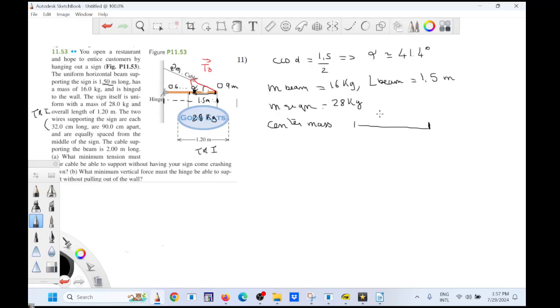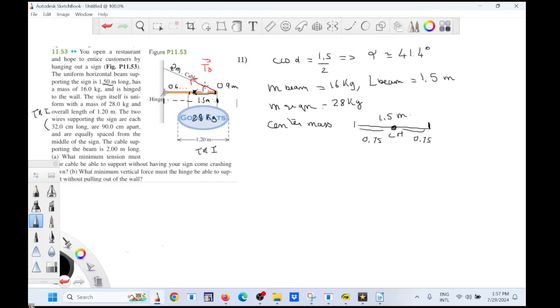So the beam is 1.5 meters. So here, I'm going to have the center of mass. That's going to be 0.75. That's going to be 0.75. So here, you have the center of mass. Okay, so the first step is always to understand what's going on.